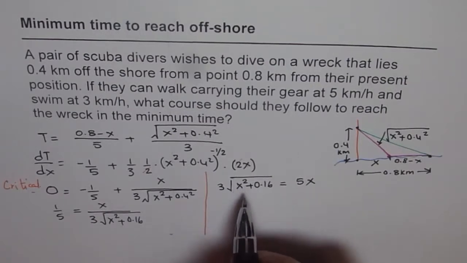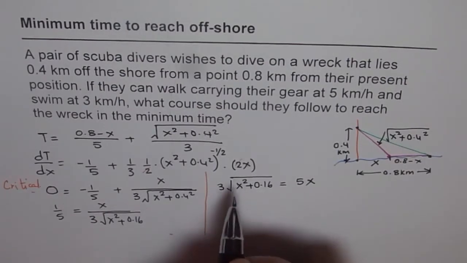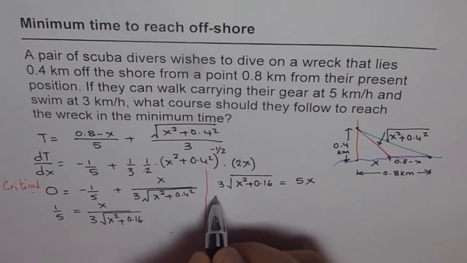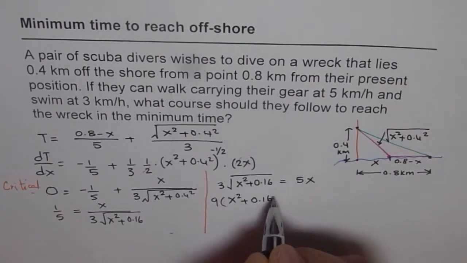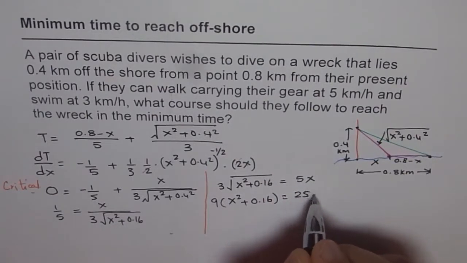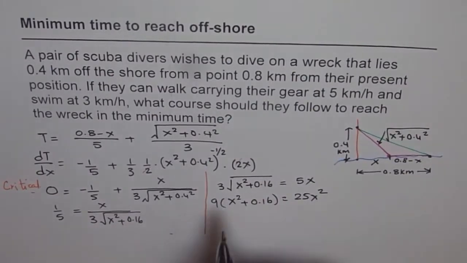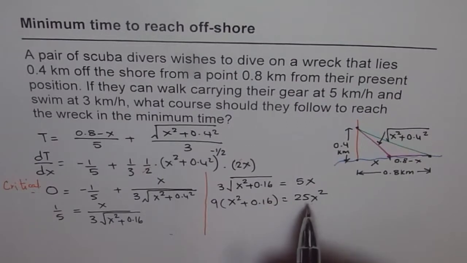Whenever we do square, we do incorporate errors. Okay, remember that. So when you square it, you get 9 here, and here we get x square plus 0.16, and here we get 25x square. Now you can bring x's together and get your answer.